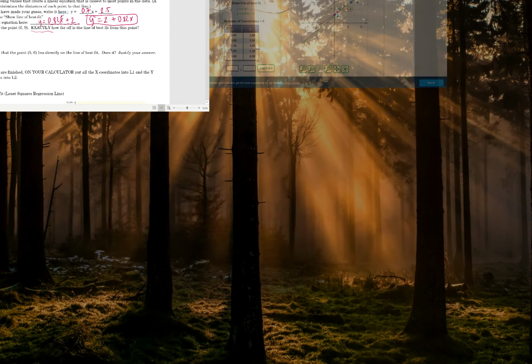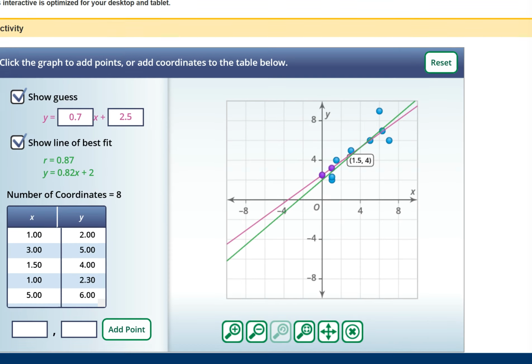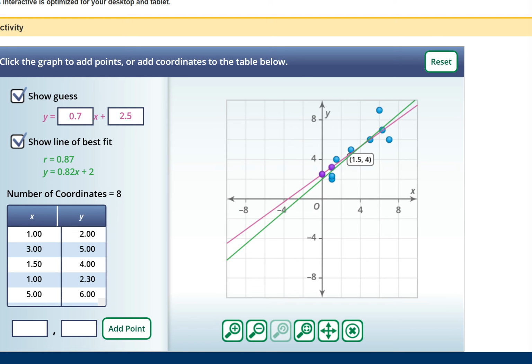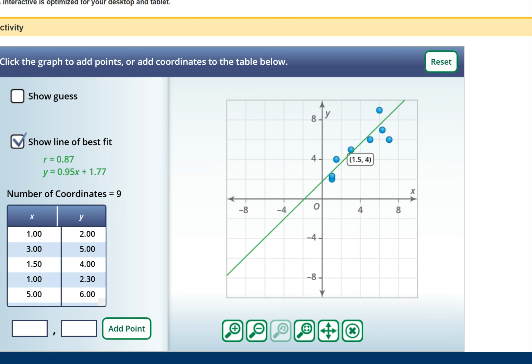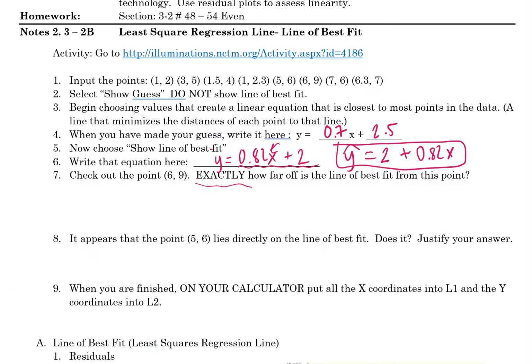So going back to our original guy. I'm going to take off the show guess. So now I'm looking at the line itself. So I'm going to look for the point 6,9, which is the, oopsie. What did I just do? Hold on, pause. Okay, never mind, I lost it.